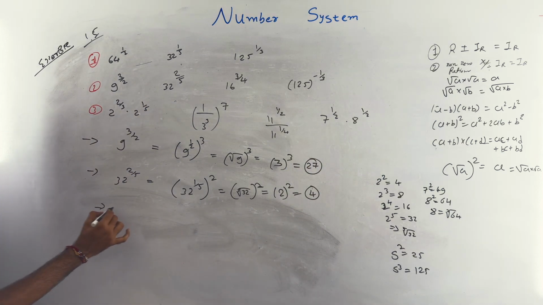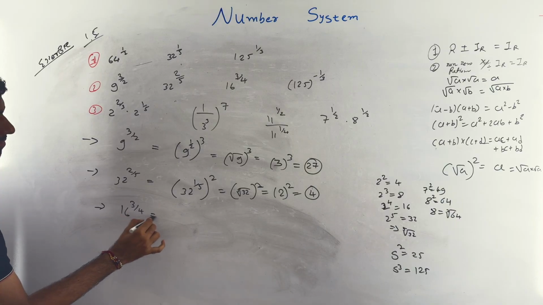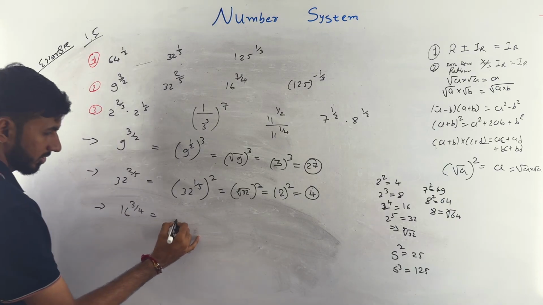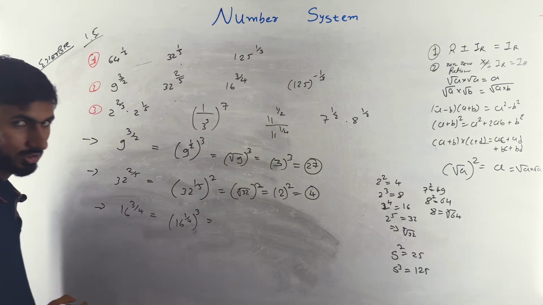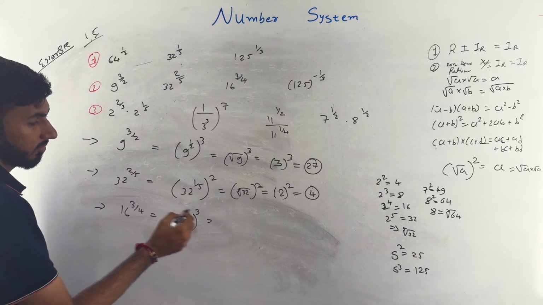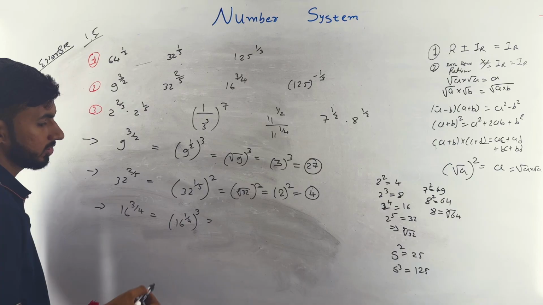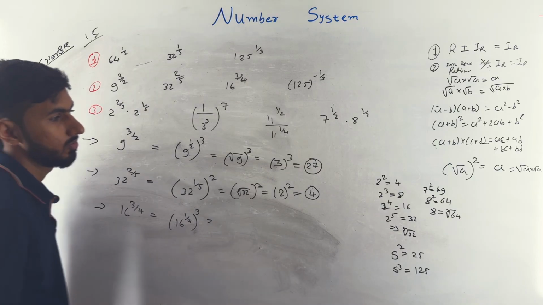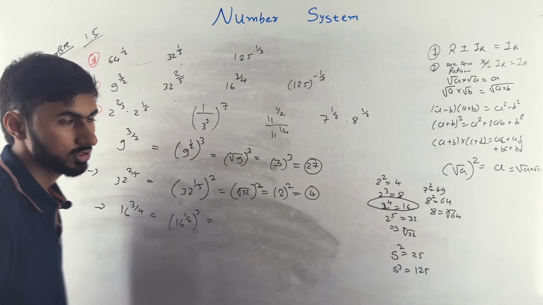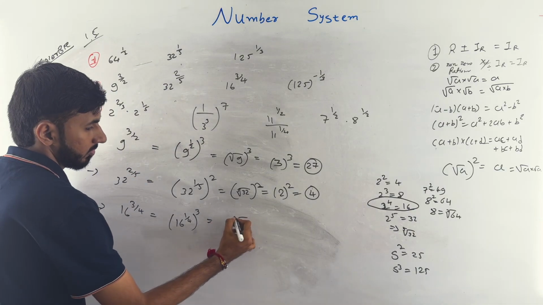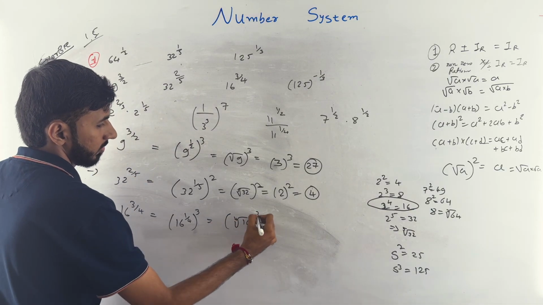The third question is 16 power 3 by 4. I have to separate it in such a way that I can write it as 16 power 1 by 4, power 3. Now 16 power 1 by 4 is the fourth root of 16. What is the fourth root of 16? I can find it from here. The fourth root of 16 is 2. Let me write it: the fourth root of 16, and power 3.